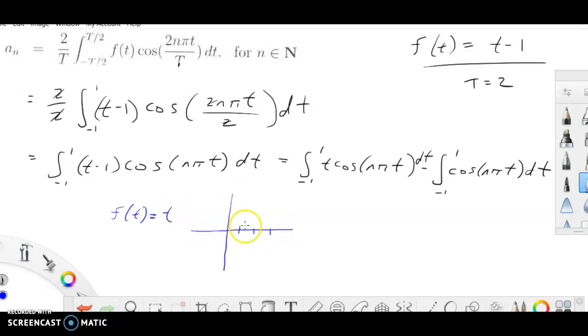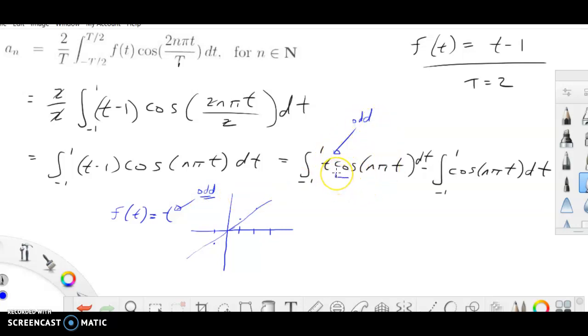1, 2, 3. When t is 1, f of t is 1. When t is 2, f of t is 2. When t is minus 1, f of t is minus 1. Do you see that? It's a line straight through the origin. So the function t is odd. Now, so this function here, this is odd.